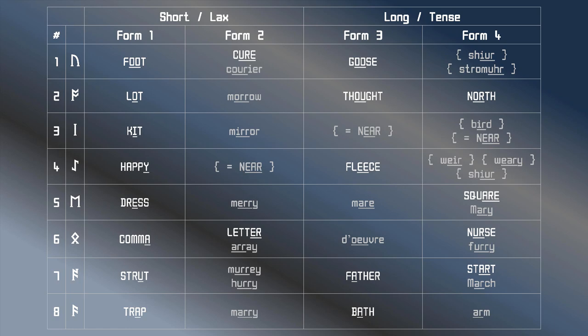So let's look at form 2 of group 1. Both British received pronunciation and the general American accent use the foot vowel in the word cure. On the face of it, the same sound is used in the word courier. However, in many accents, the word courier has a syllable break before the first R, whereas the historic pronunciation of cure does not. Additionally, quite a number of accents merge the cure vowel into the north vowel. Consequently, placing the cure vowel in form 4 would ease intelligibility across accents.